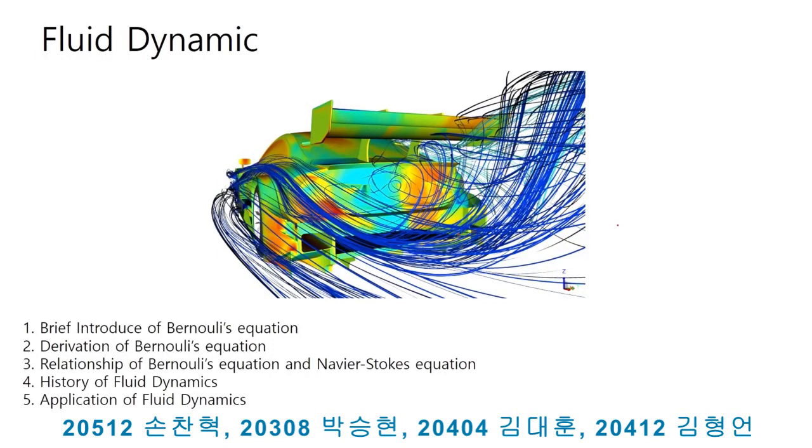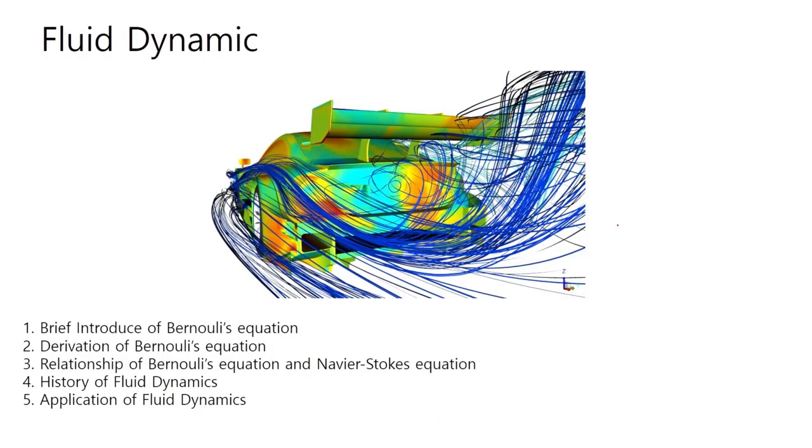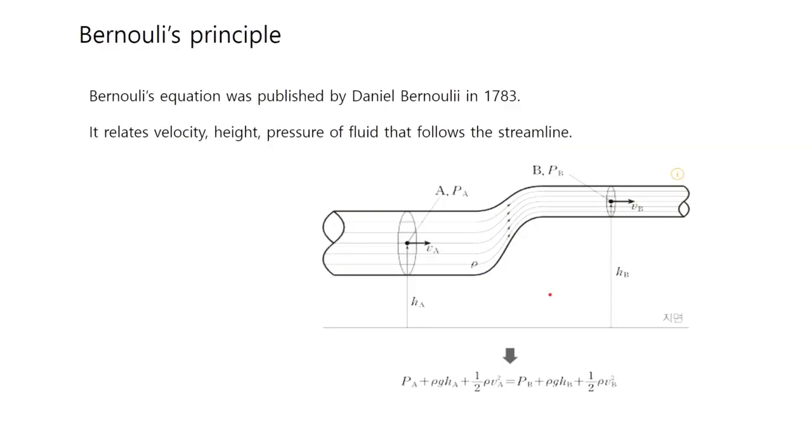Today we are going to talk about fluid mechanics. Following is a table of contents. First is a brief introduction of Bernoulli's equation. Then derivation of the equation and its relationship with the Navier-Stokes equation. Lastly, the history and application of fluid mechanics.